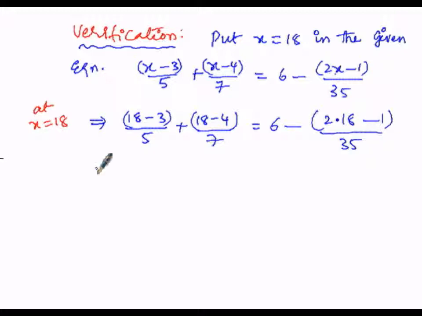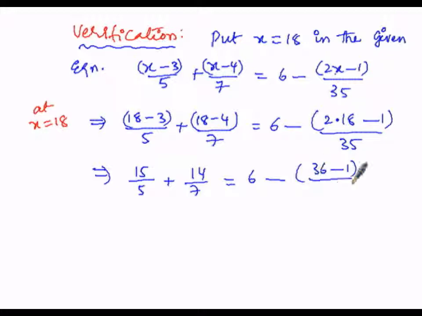That implies 18 minus 3 is 15 divided by 5 plus 18 minus 4 is 14 overall divided by 7 is equals to 6 minus within bracket 18 twos is 36 minus 1 written as it is divided by 35. That implies 5 threes are 15, then 7 twos are 14, so only 3 plus 2 is left on the left hand side, then that is equals to 6 minus within bracket 36 minus 1, 36 minus 1 is 35 overall divided by 35.